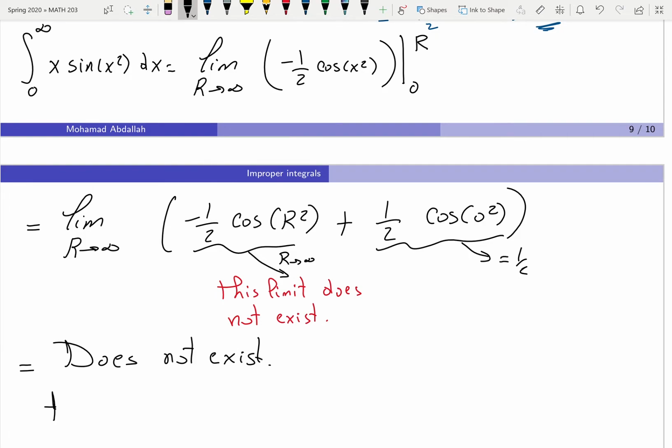Now this results in the original integral from negative infinity, so no need now to check the other integral, which was from negative infinity to 0. Once you get one of them that's divergent, then the whole integral is divergent. So this results in the integral from negative infinity to infinity of x sine of x squared dx being divergent.